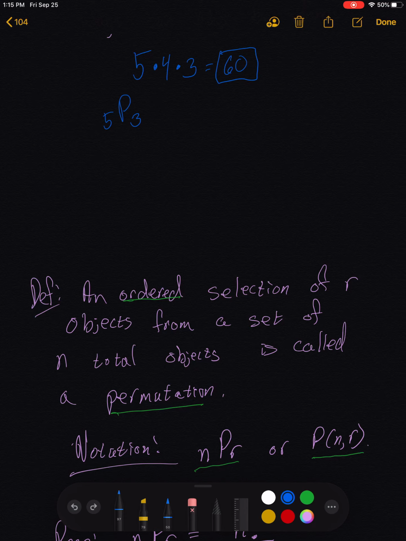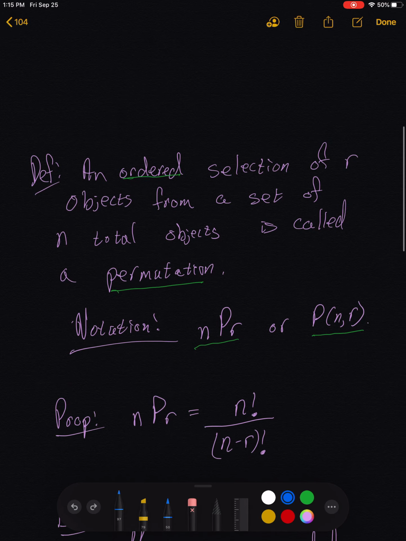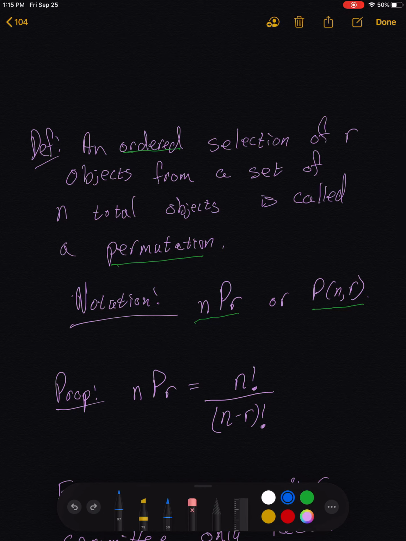Okay, so if we move down a little bit, I have this property here. This is our formula for how this is calculated. This is given by n factorial over n minus r factorial. And this gives us the number of permutations of r objects chosen from a group of n.